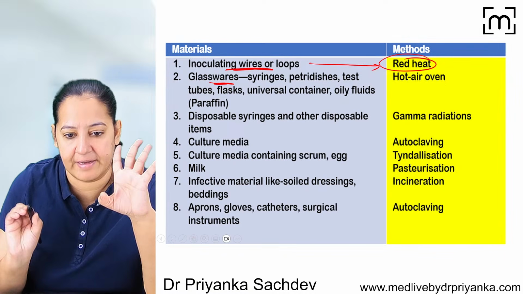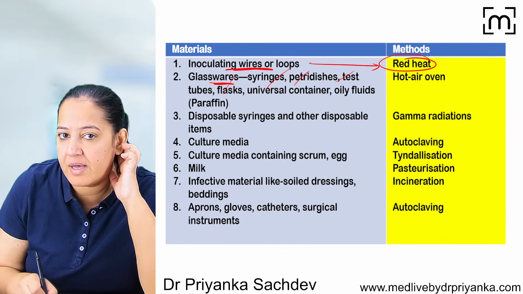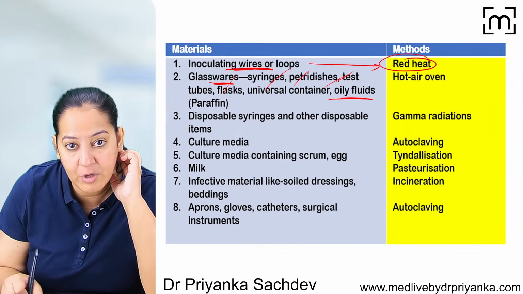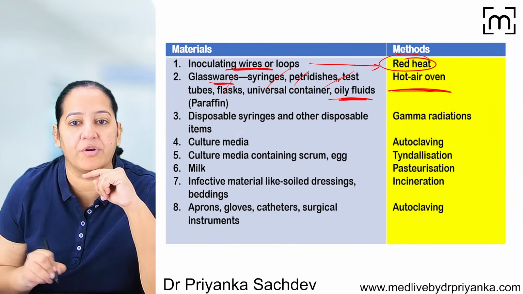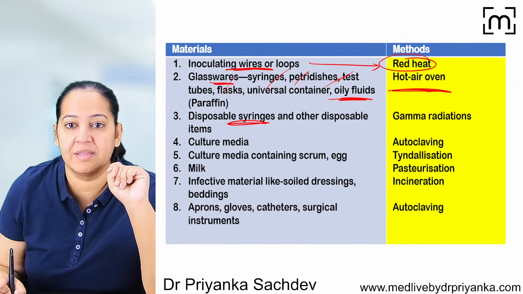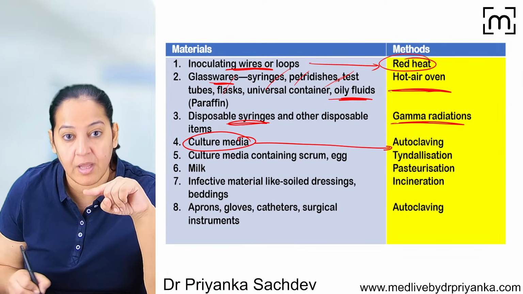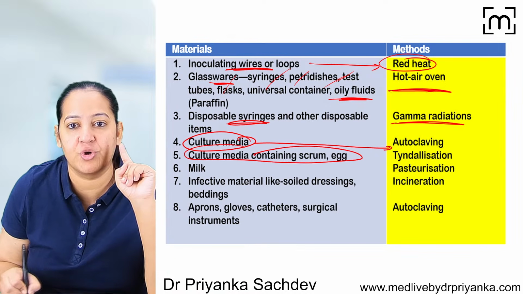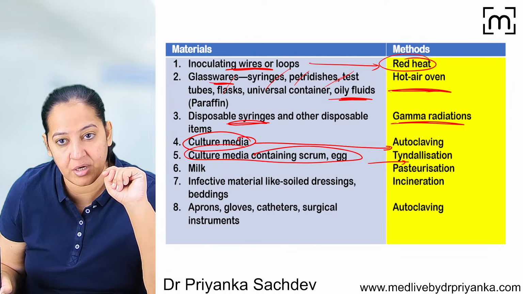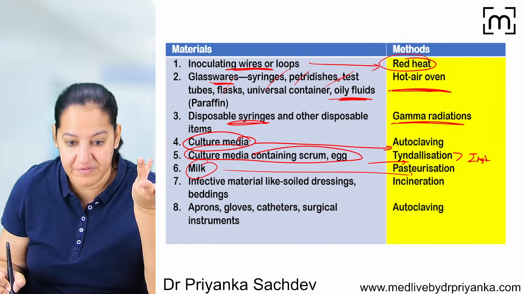All the glass, whatever glass, everything made of glass, syringe, petri dish, test tube, flask, right? Oily fluid, along with the oily chemicals, they are sterilized by hot air oven. Okay, all the disposable items, one-time use, they are sterilized by gamma radiation. All the culture media are sterilized by autoclave, but the culture media containing egg, serum, and sugar, they are sterilized by Tyndallization, followed by Inspissation. Okay, milk is sterilized by pasteurization, everyone knows that.